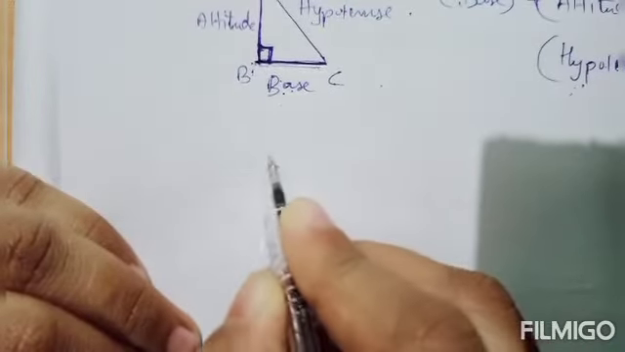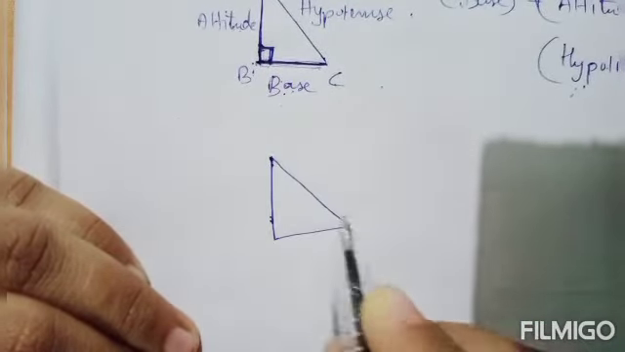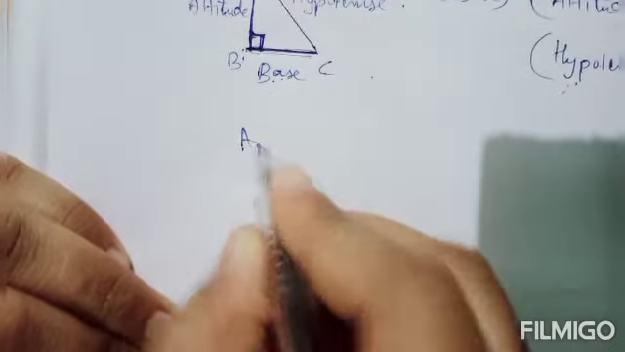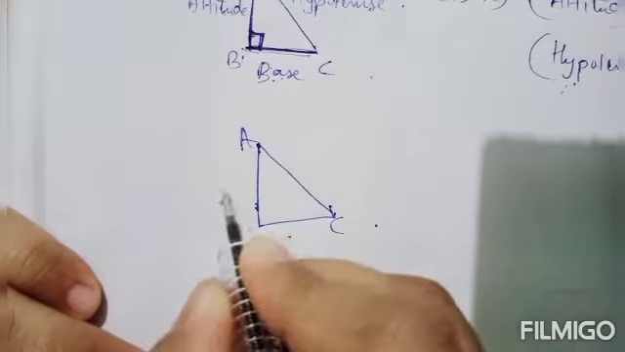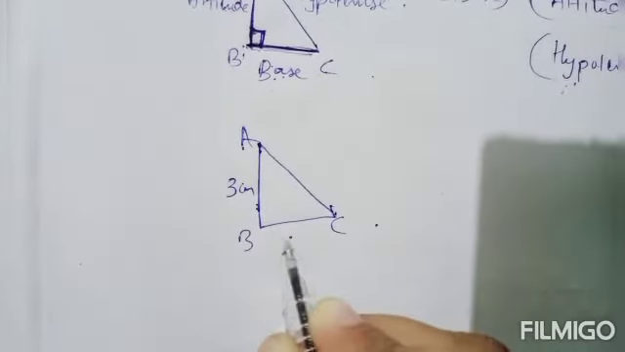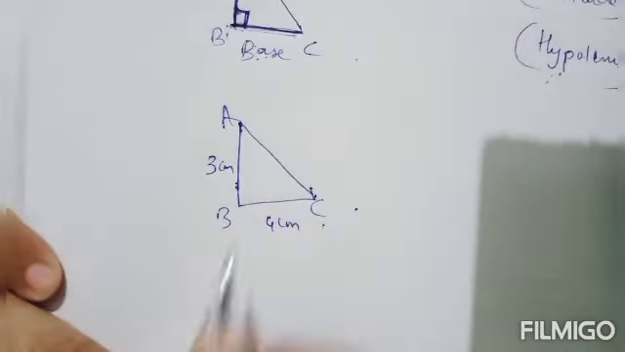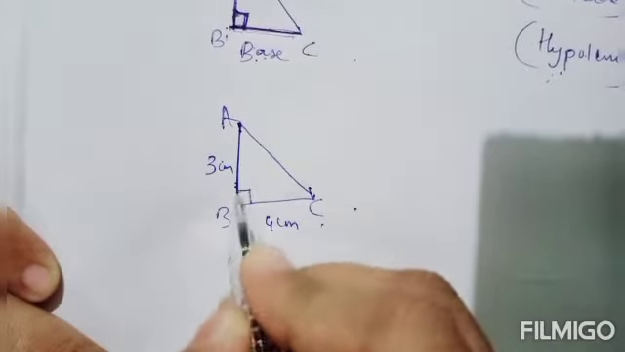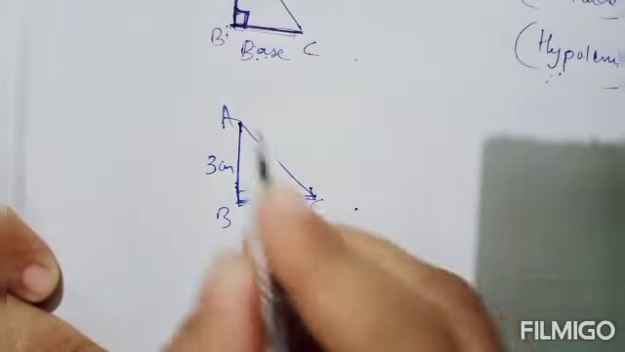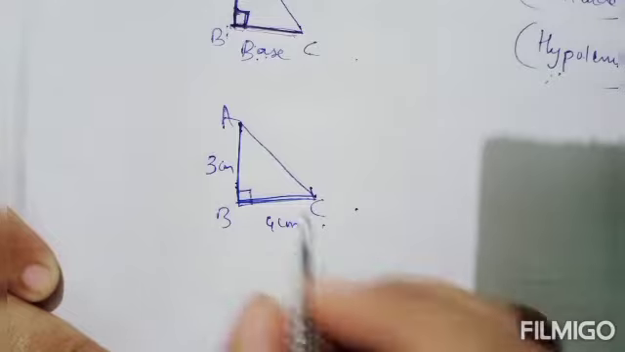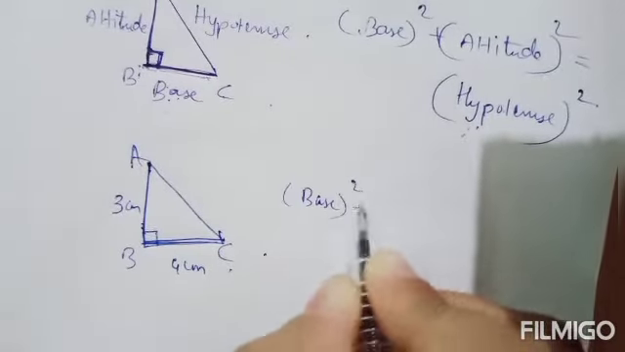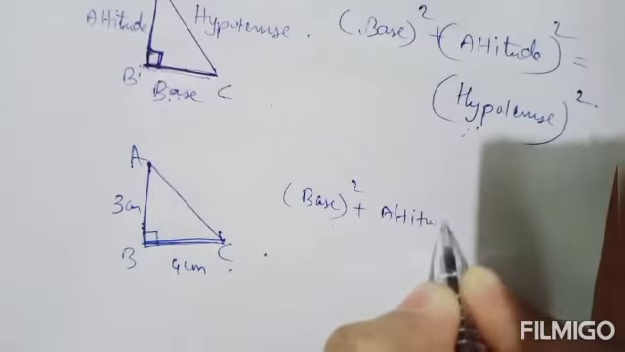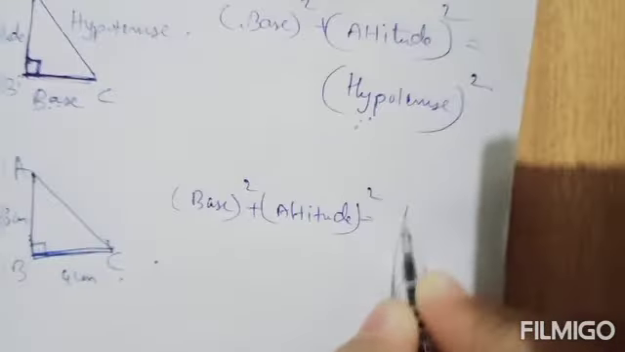Now let us take one example. Let this be a right angled triangle ABC. Let AB be 3 cm and BC be 4 cm. Now applying the Pythagoras theorem you can find the third side AC. What is the Pythagoras theorem? Base square plus altitude square equals hypotenuse square.